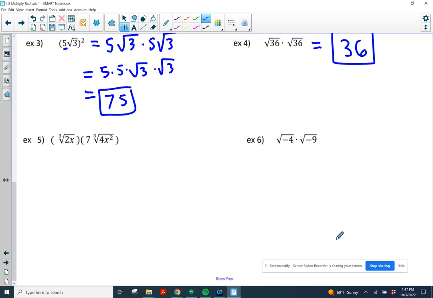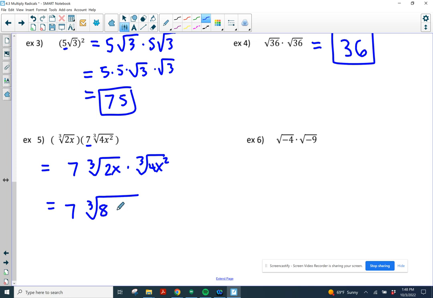We have cube roots this time. Notice what we have. Cube roots. So we're going to take, let's see. Can I switch the order a little bit? Notice that 7, I'm going to pull it out to the front. Then I have the cube root of 2x times the cube root of 4x squared. Okay, there's that 8 that we saw a little while ago. 2 times 4 is 8. Indexes are the same. They're both index 3. So I can make that the cube root of 2 times 4, which is 8, and then x times x squared, which is x cubed.